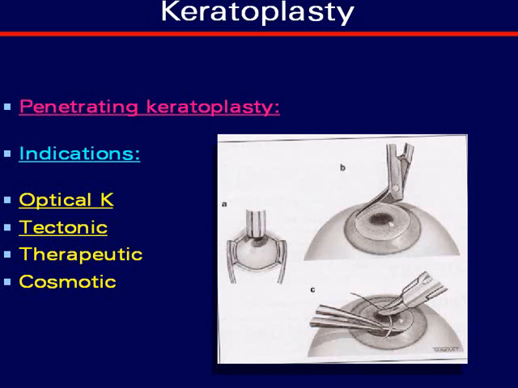a potential for useful vision is not there, so we have to just remove the corneal opacity and put in a transparent cornea. So keratoplasty can be done for one of these indications, and generally keratoplasty can be classified into penetrating keratoplasty and lamellar keratoplasty.